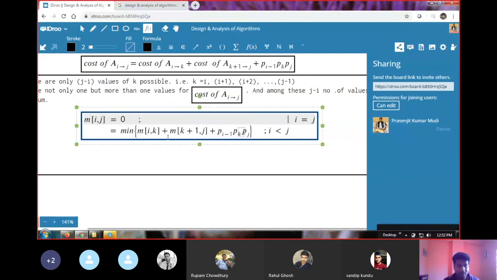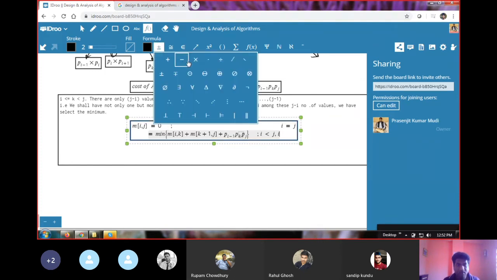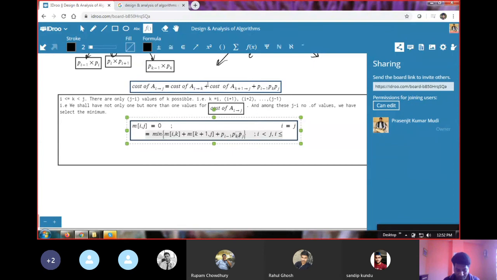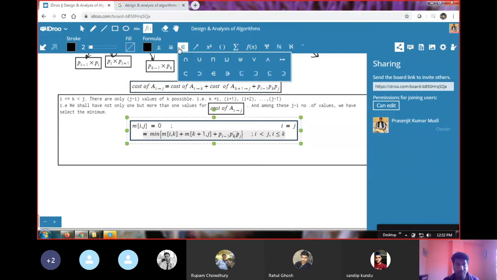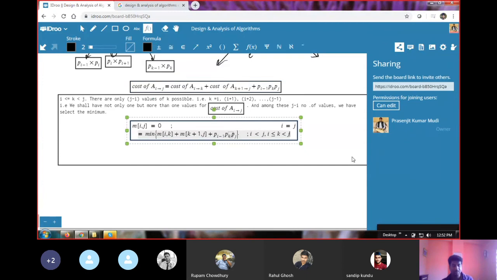I hope you got it. So we are taking j minus i values of m i j and selecting the minimum among these, where k is varying such that i is less than or equal to k, which is less than j. Fine. So this is the mathematical definition of m i j.